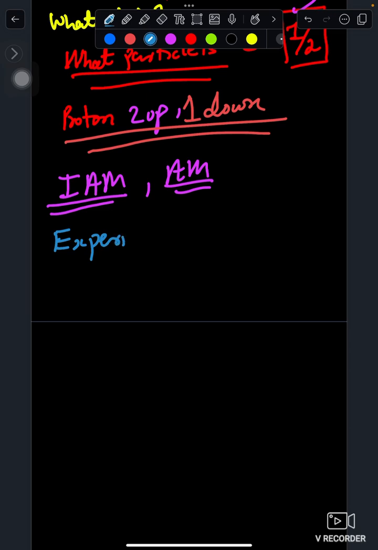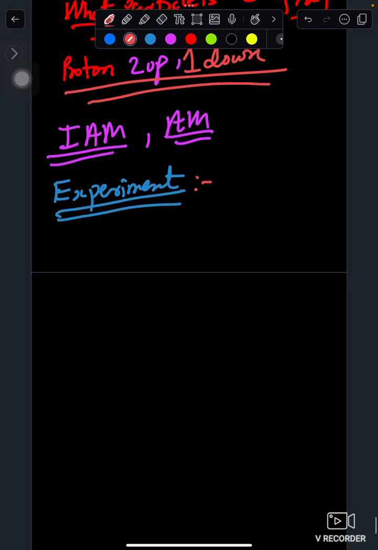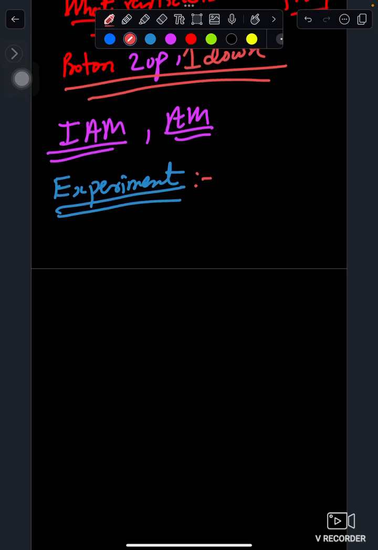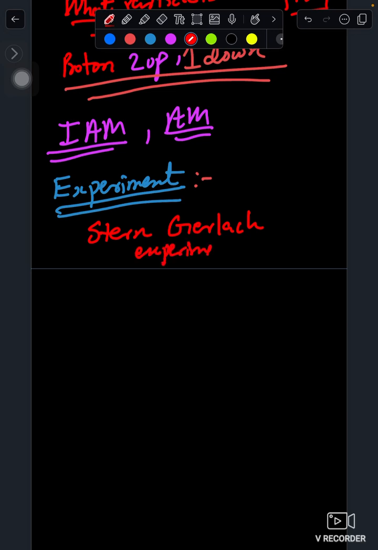Today we will cover an experiment for this quantum spin, and it's known as the Stern-Gerlach experiment. Pardon me if I said it wrong.